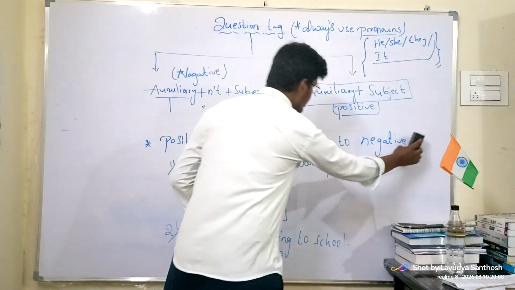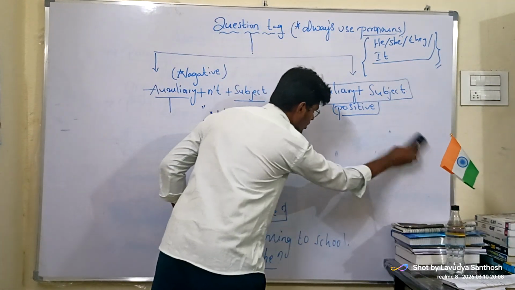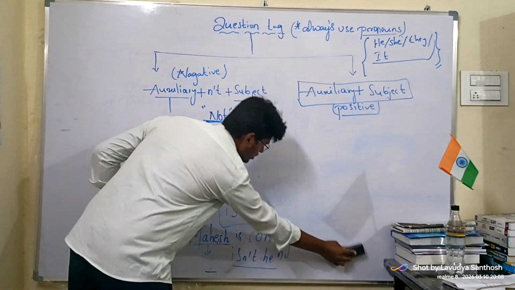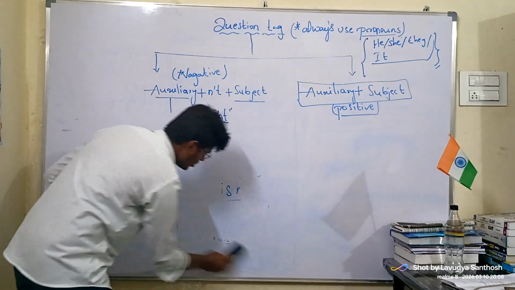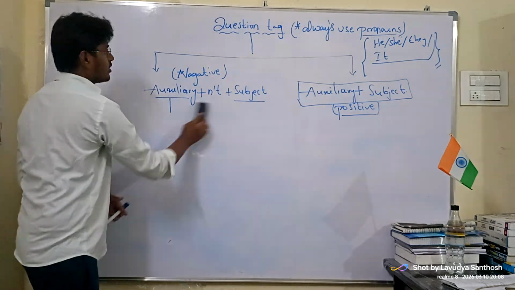Let me go through how to convert the be-form auxiliaries quickly, and I will end this video. Now you see.